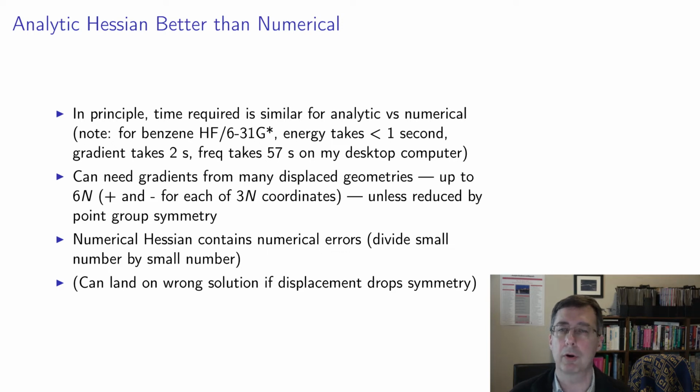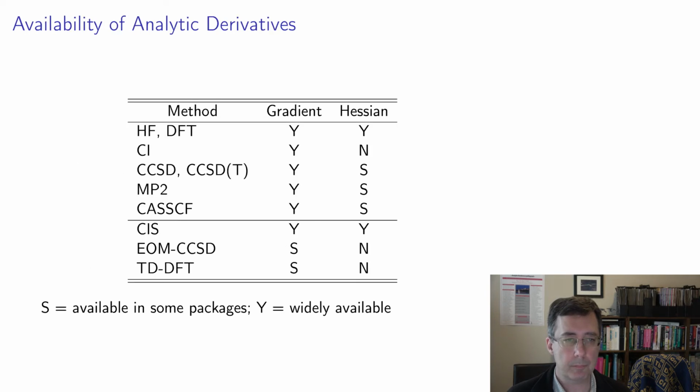Another very practical problem that can happen is that if I do one of these displacements and compute the gradient at the displaced geometry, sometimes I land on the wrong Hartree-Fock solution at that displaced geometry, particularly if I start from a highly symmetric molecule and then lose symmetry. If that happens, I'll get discontinuities in the surface, and I'll get really, really large, unphysical values for my Hessian.